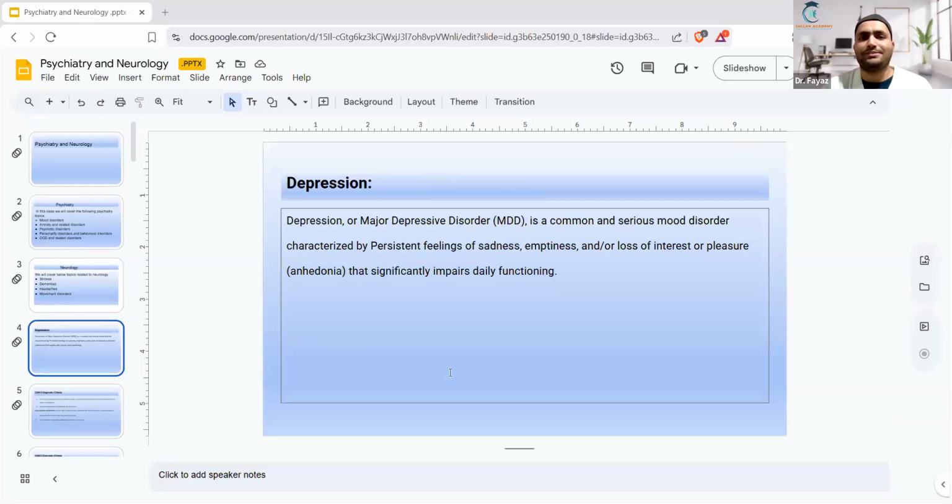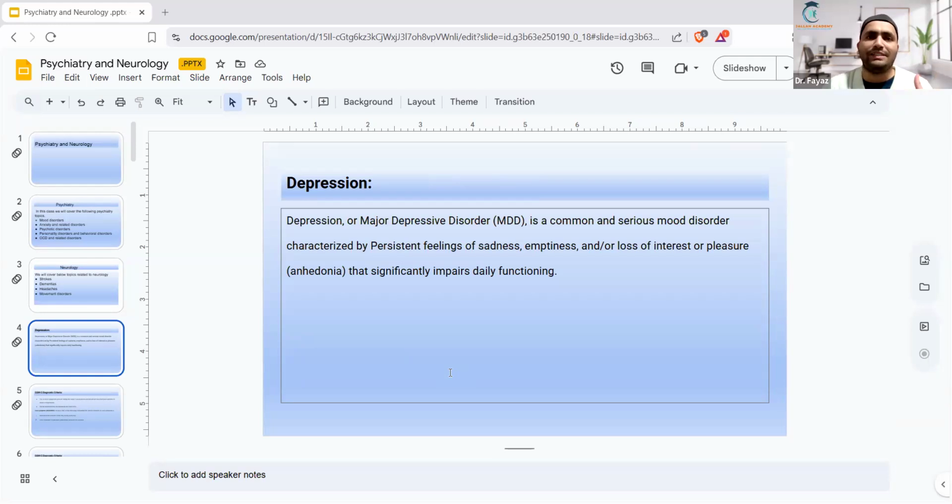Okay, everyone. So we're starting with depression, the first topic of psychiatry. Depression is a common term that most people know. In medicine, we use a more specific term, which is major depressive disorder. It's a very serious mood disorder.